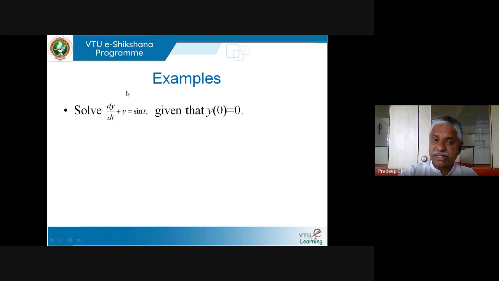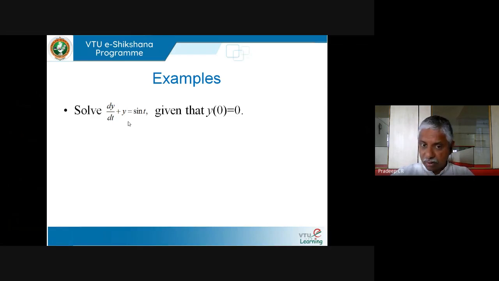And of course, the function must satisfy this. How to solve this? I'll rewrite this equation as y prime plus y equal to sine t. Note, the independent variable can be t or x or anything. In this problem, the independent variable is t and the dependent variable is y. Sometimes the dependent variable will be x and the independent variable will be t, or sometimes the dependent variable will be y and the independent variable will be x. That's the case you must have seen most often.